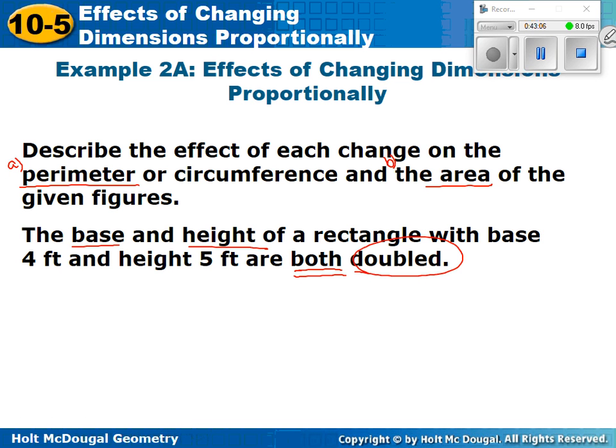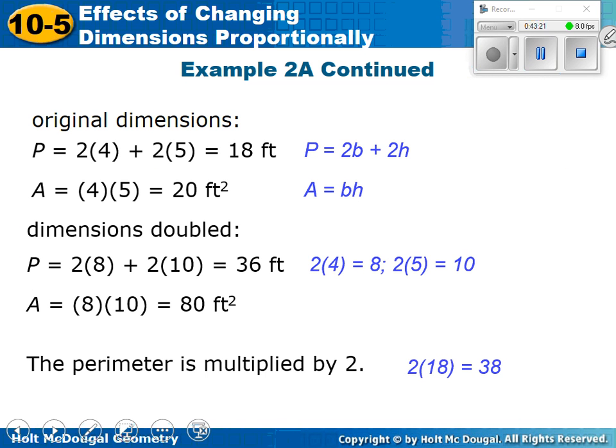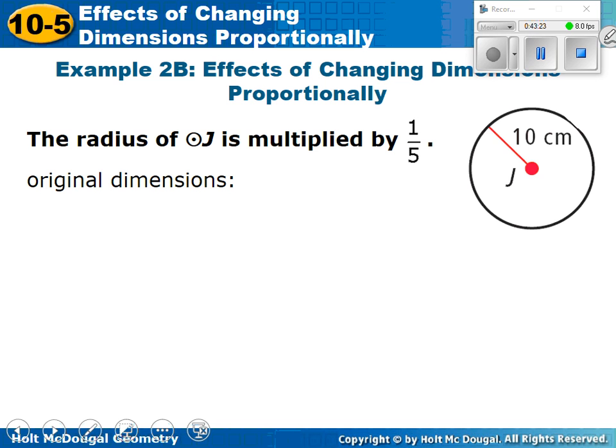The long way would be find the area of it originally, find the area of it new, divide them. Find the perimeter of it originally, find the perimeter of it new, divide them. But to save time, I'm going to do it on the next one. Okay, here's the next one. So same directions. What's going to happen to the perimeter and the area if we multiply the radius of this circle by 1/5? So let's start with our shortcut.